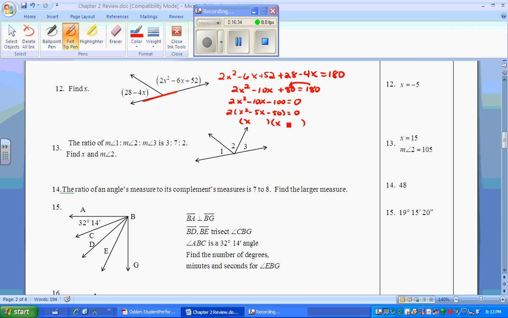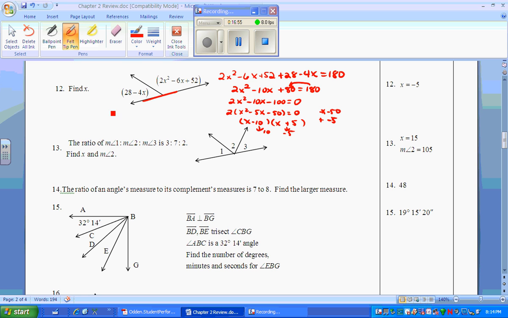So we could go right into x and x. When you multiply two numbers that multiply to negative 50 but add to negative 5, it's negative 10 and positive 5. So this answer is 10. This answer is negative 5. Got to make sure they both work.